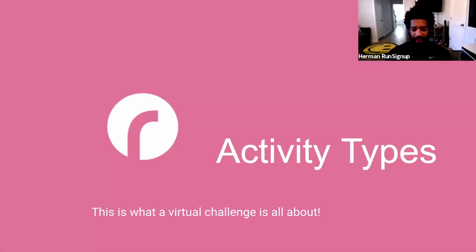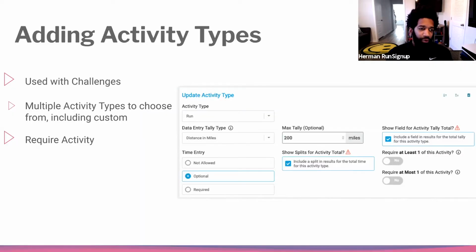So then we're going to get into activity types. These are more specific to challenges. If somebody can run, walk, bike, swim, anything like that, this is where you're going to enable this. You can add as many activities as you would like, and they give you a few different options of what they can do. So you can have a max tally. Let's say you do a 30-mile challenge where somebody has to run 10 miles, bike 10 miles, and swim 10 miles. You can set the max tally for each of those events to 10.